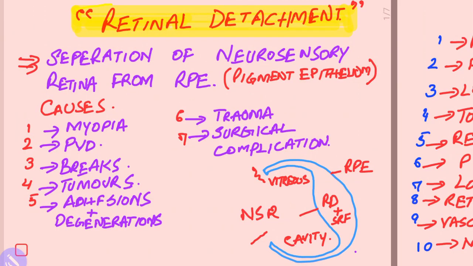Students, today we will discuss retinal detachment. Retinal detachment is the separation of the neurosensory retina from the retinal pigment epithelium. Now you can see the pigment epithelium in this picture.